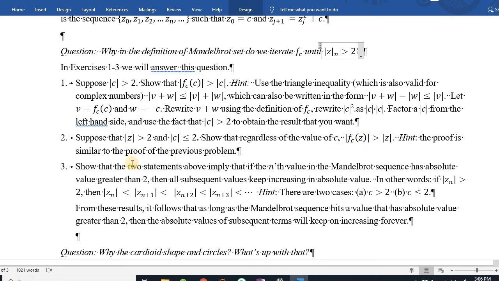So then the third, show that these 2 statements above imply that if the nth value has absolute value greater than 2, then all subsequent values will be greater than 2.